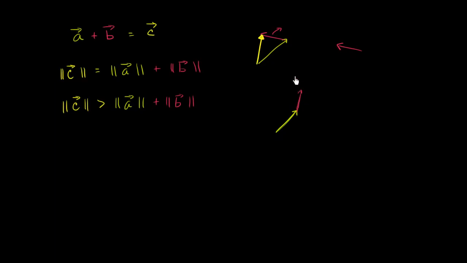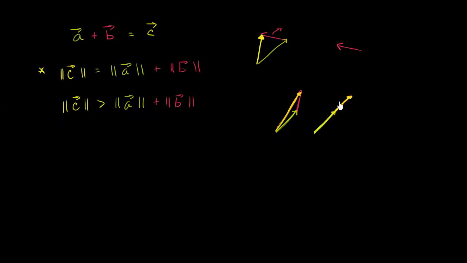Maybe your vector B would look something like this. Now your vector C is getting pretty long, but it's still shorter than the sum of these two sides. And to make it equal to the sum of these two sides, you essentially have to make these two vectors go in the exact same direction. So to make it equal, you have vector A looking like this, and you construct a vector B that's going in the exact same direction. Only in this circumstance will you get the scenario where the magnitude of vector C is equal to the sum.